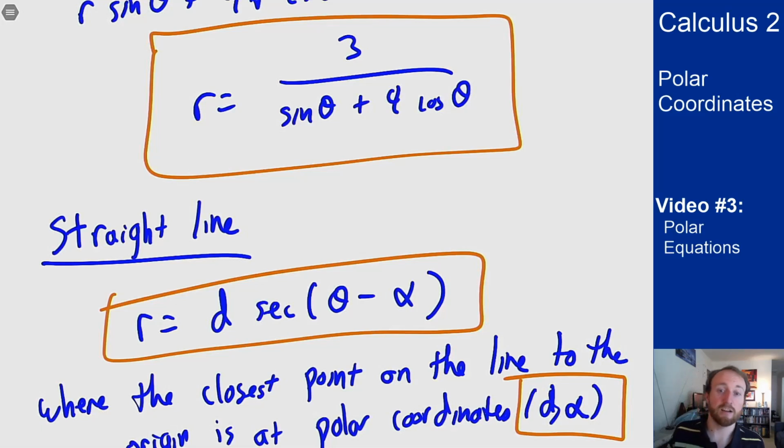So that's the basic idea of polar equations and how they work. The idea being I want to write r as a function of theta because that's how I want to view what these equations look like. And that'll give us a way to analyze them going forward when we start trying to do calculus on these sorts of functions.